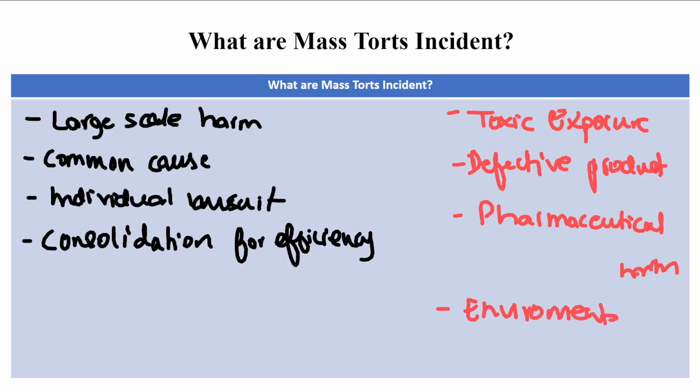Then we have environmental disasters. Now these are some of the examples that could potentially cause mass torts. These are events like oil spills or industrial accidents that affect a large number of people, such as the BP Deepwater Horizon oil spill.